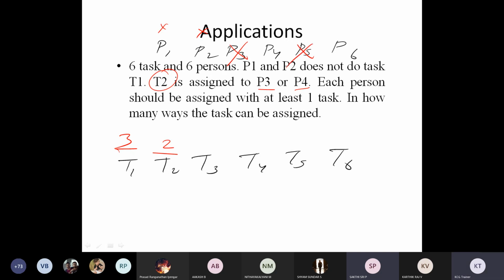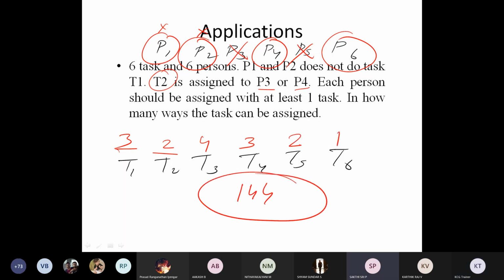There are no conditions for tasks 3, 4, 5, 6. Anyone can perform any task. But how many people remaining now? I have only P1, P2, P4, P6. I have only 4 people, then 3, then 2, then 1. Your answer becomes 144 ways. Is it clear now?